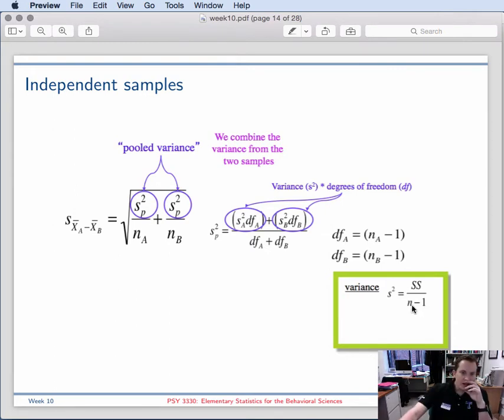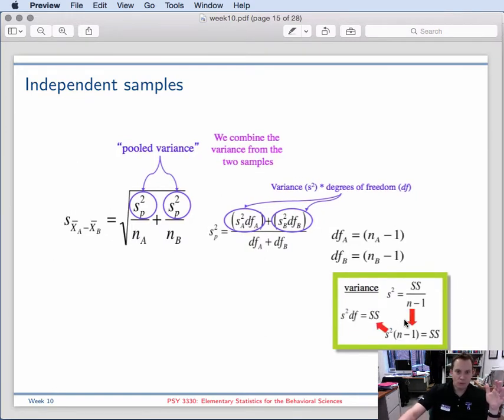Well, here's what I want you to notice. If you took this expression and multiplied both sides by n minus 1, you would get something like this on the bottom: S squared times n minus 1 equals SS. All right, so I'm just taking that and rearranging it. Well, what is n minus 1? n minus 1 is the same thing as degrees of freedom, right? So if we move up to here, we get this equality.